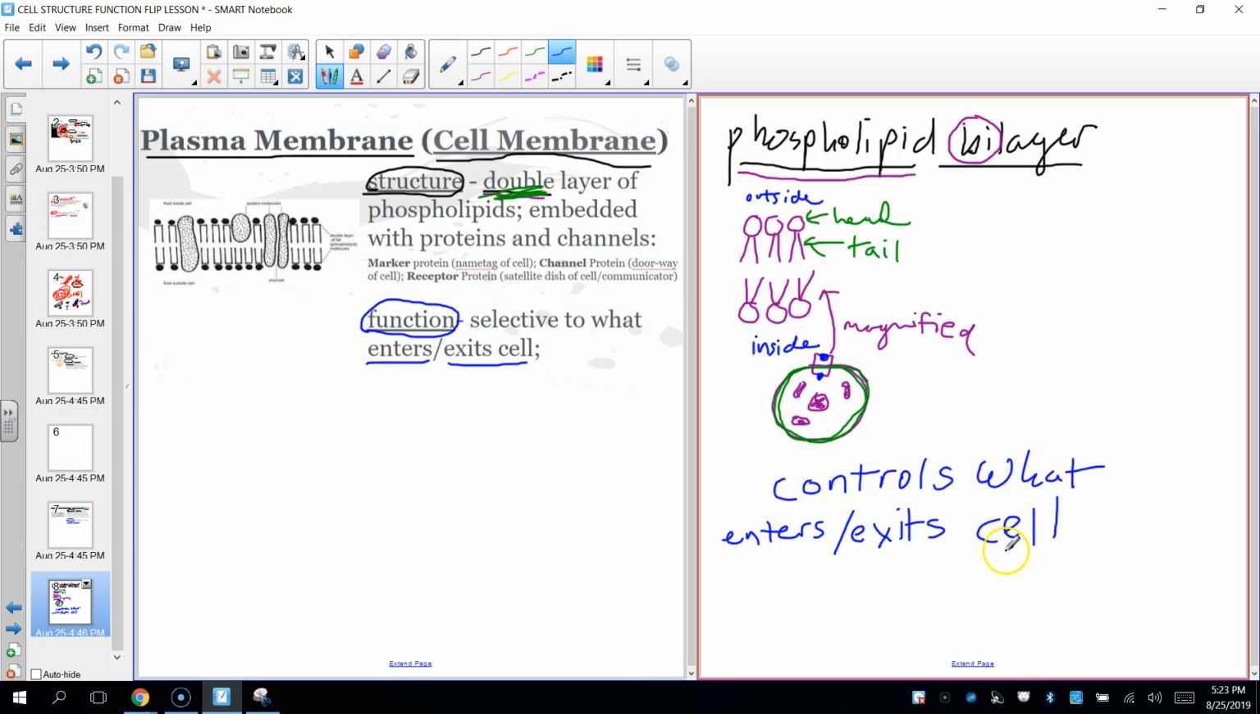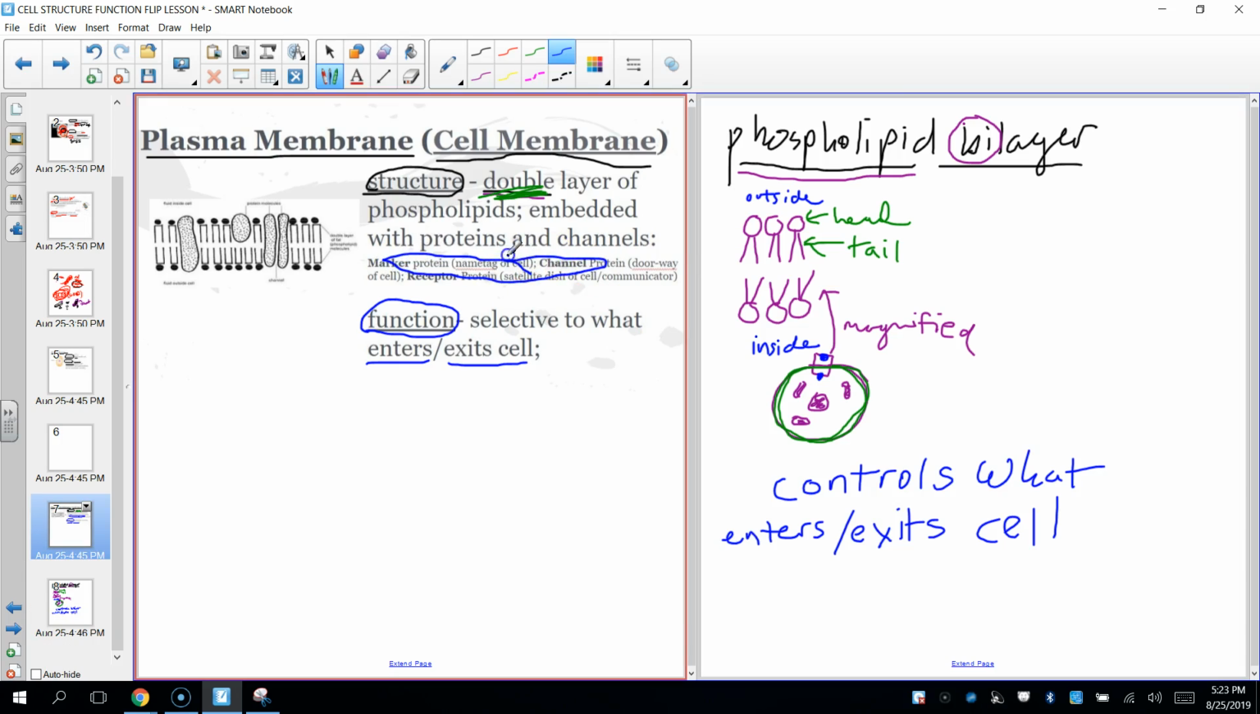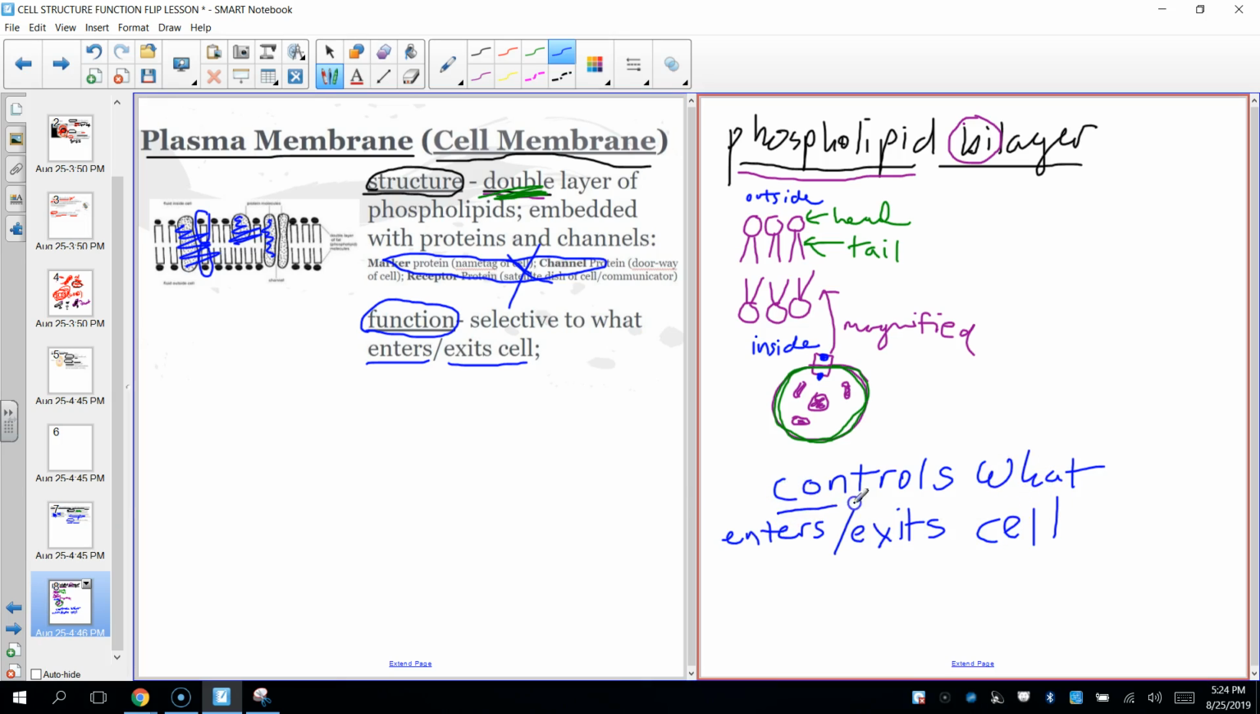In a few weeks, we're going to learn that it's not this simple. This bilayer has a ton of things embedded in it, like this stuff here, but you don't need to write any of this right now, because we'll learn about that later. What I do want you to keep in mind is that it's not just phospholipids all the way around. You can see there's this thing here, this thing here, this thing here. There's a bunch of other things embedded within it that help control what enters and exits the cell. All right, and that's it for cytoplasm and plasma membrane.